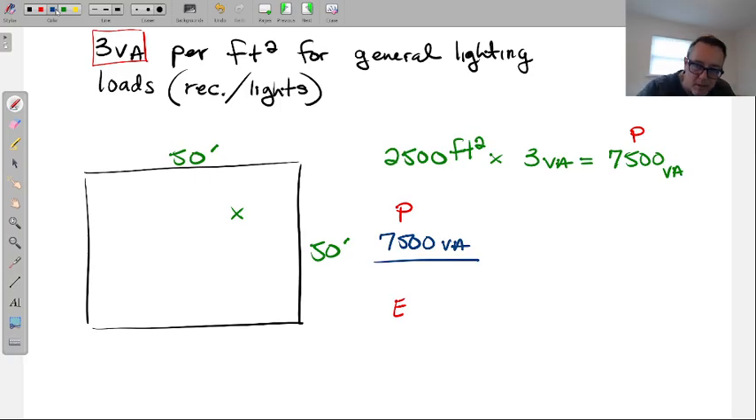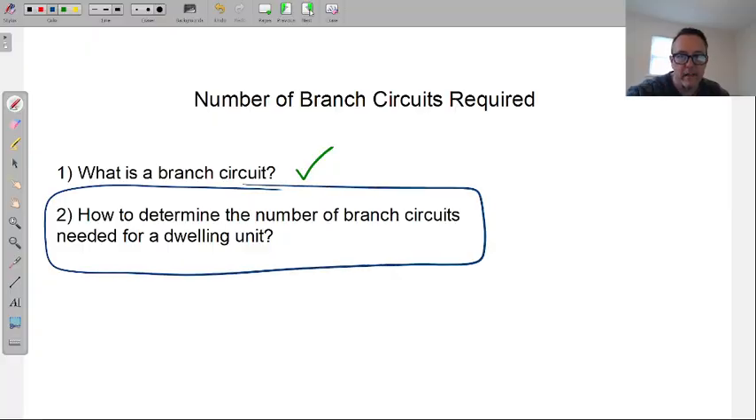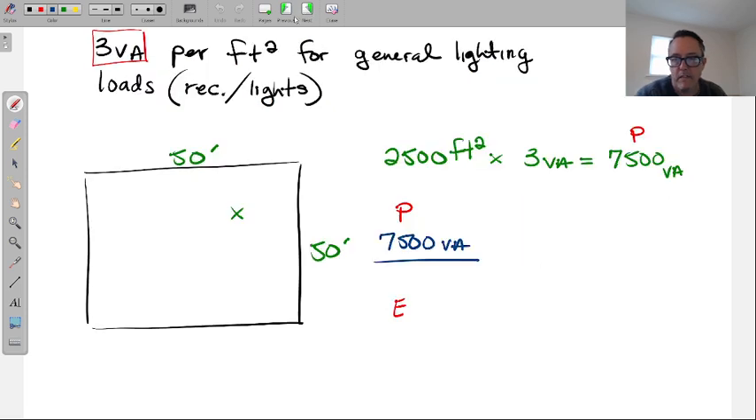So we have the voltage. It will always be, 100% of the time, when we do the calculation to determine how many branch circuits we need for a dwelling unit, we will always divide by 120.